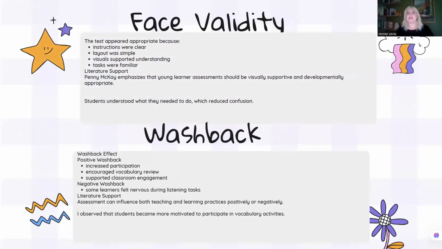And face validity. The test appeared appropriate because the instructions were very clear, the layout was simple, visuals supported understanding, and tasks were familiar. For literature support, Penn emphasized that young learners' assessments should be visually supportive and developmentally appropriate. So students understood what they needed to do, which reduced confusion.